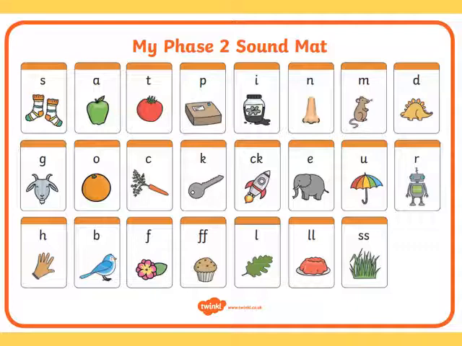Now, when we have two letters together, it is called a digraph. It's two letters making one sound. We will teach the children in phase 2 that the CK, the double F, the double L, and the double S will always be found at the end or in the middle of a word and never at the beginning.